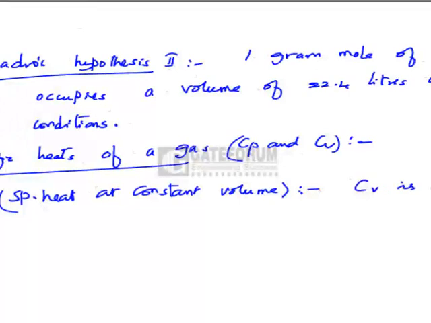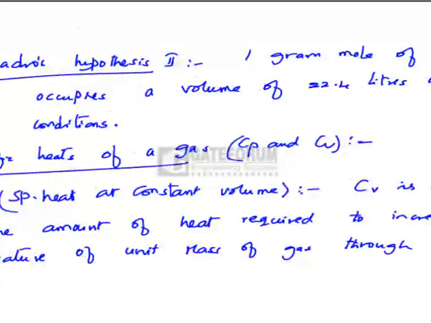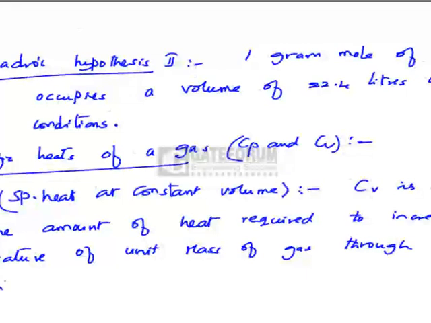Cv is defined as the amount of heat required to increase the temperature of unit mass of gas through 1 degree centigrade at constant volume.